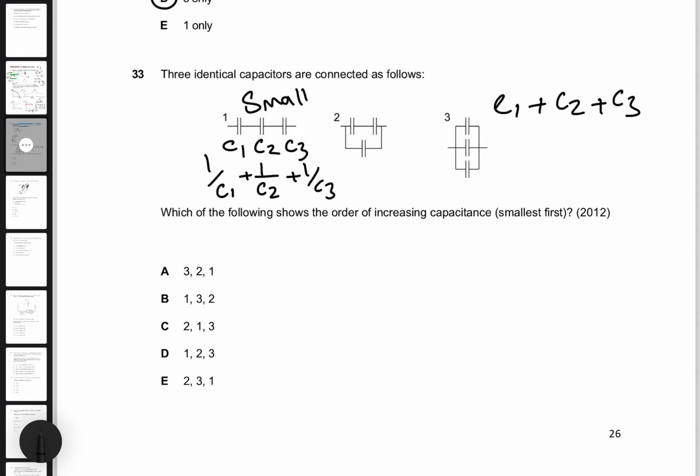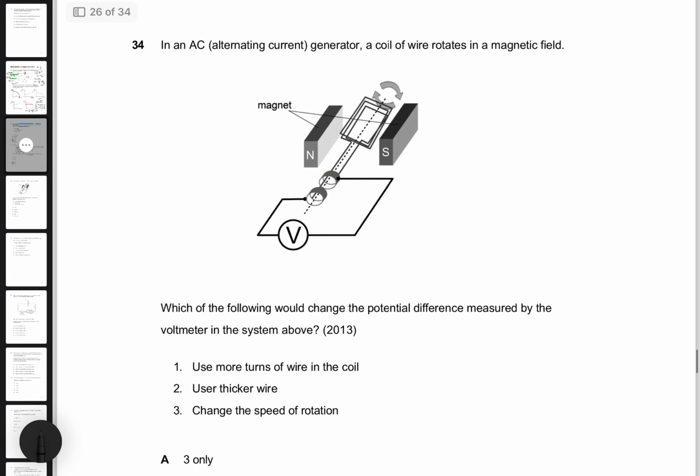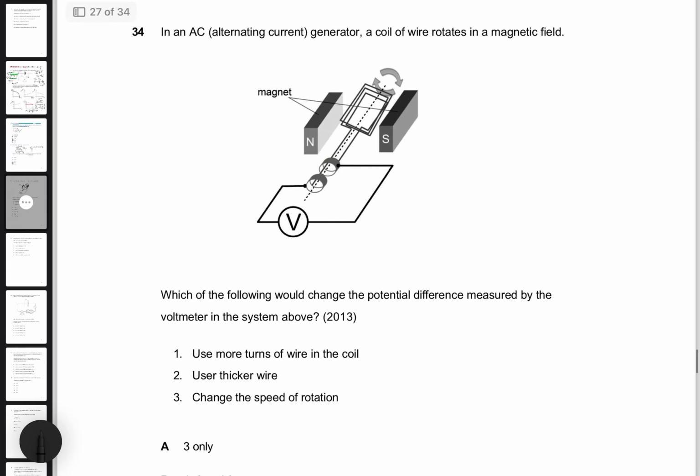And considering they have the same amount of capacitance, like each one has 2 farads, 3 farads, or 4 farads, the same goes for the first one. It's asking which of the following shows the order of increasing capacitance, smallest first. So the smallest is obviously number 1, then it's 2, and then it's number 3. So D is the correct answer for 33.